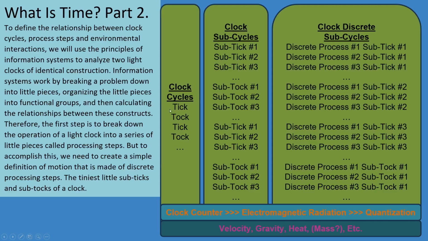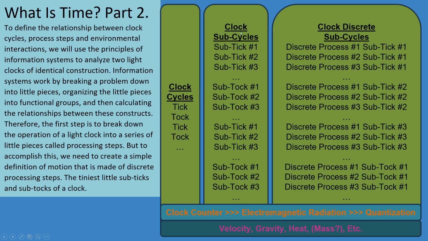And here the idea is that we can see the clock cycles that come from a clock. 1 clock cycle, 2 clock cycles, we can count those. That's what the output is from a clock. But within each clock cycle, there's a whole bunch of subcycles, little processes that happen to create a tick, little processes that happen to create another talk.